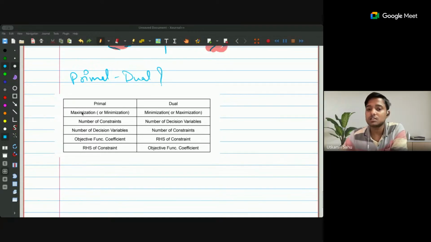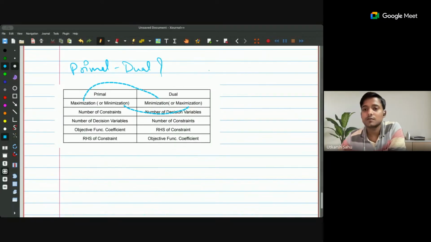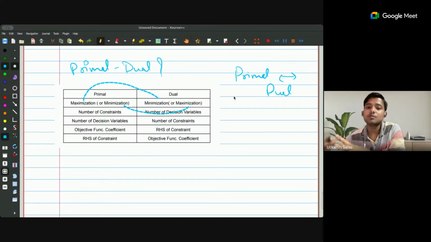If primal is maximization, then your dual will be minimization. And if your primal is minimization, then your dual would be maximization. So know this difference. It is not like maximization is always primal and minimization is always dual. Now coming to what is the difference: primal and dual are like mirror images of each other, or you can say another point of view to look at the mathematical problem.